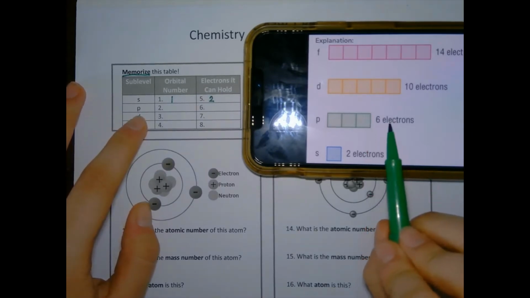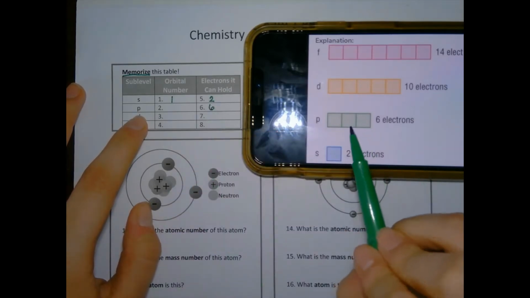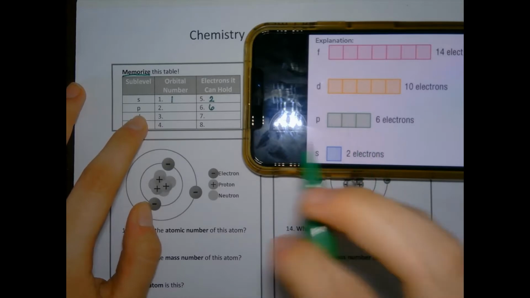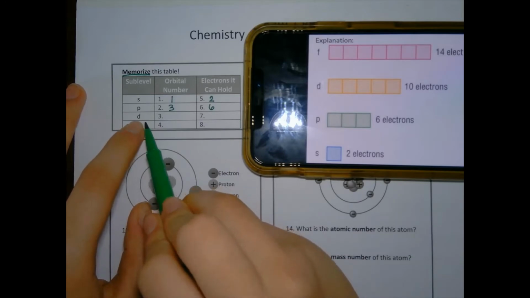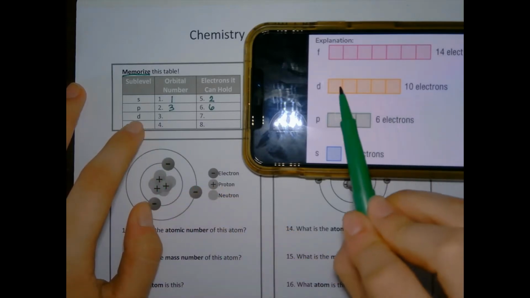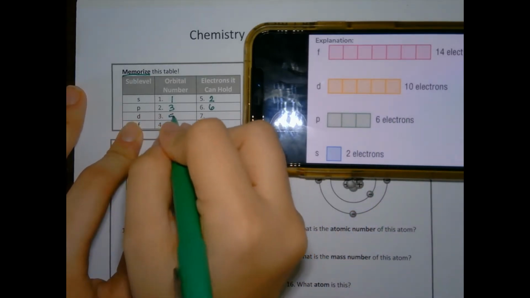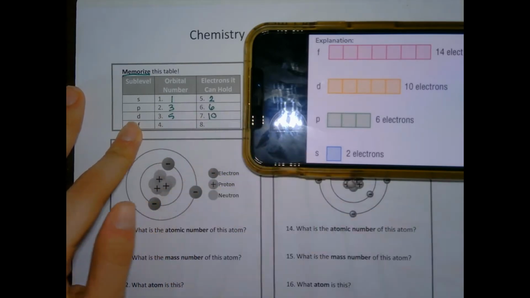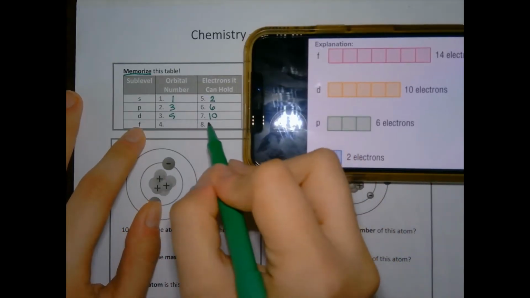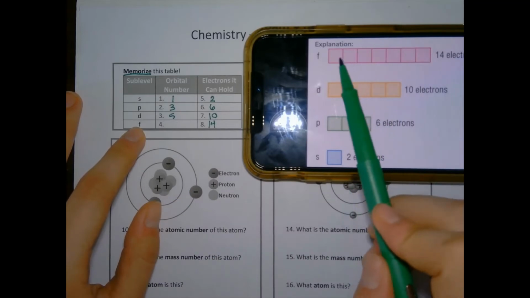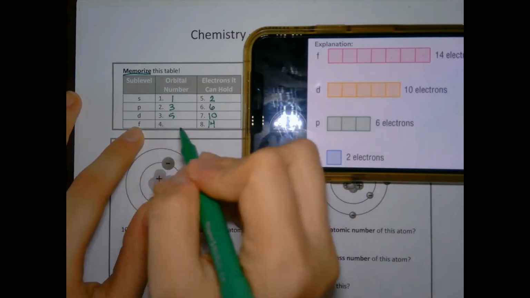For my p, I said it can hold up to 6 electrons. So it can hold up to 6 electrons, and there are 2 electrons per box, so there's 2, 4, 6, 3 boxes. So I'm going to say that it has 3 orbitals. For my d sublevel, we said that it can hold 10 electrons. So 2, 4, 6, 8, 10, and it has 5 orbitals, and it can hold 10 electrons. And for my f, I said it can hold 14 electrons. And if there's 2 in each little box, there's 2, 4, 6, 8, 10, 12, 14, and that is 7.